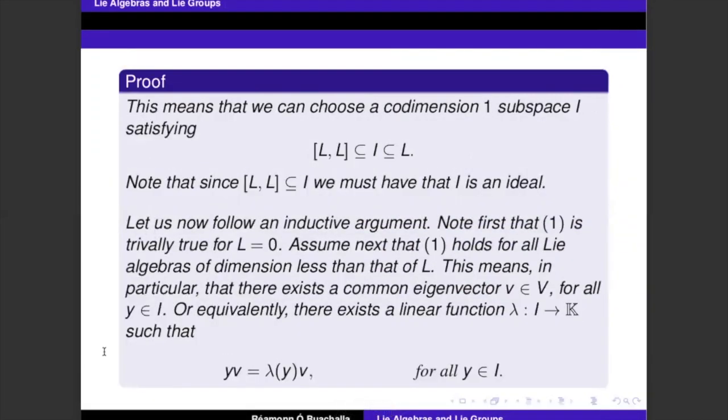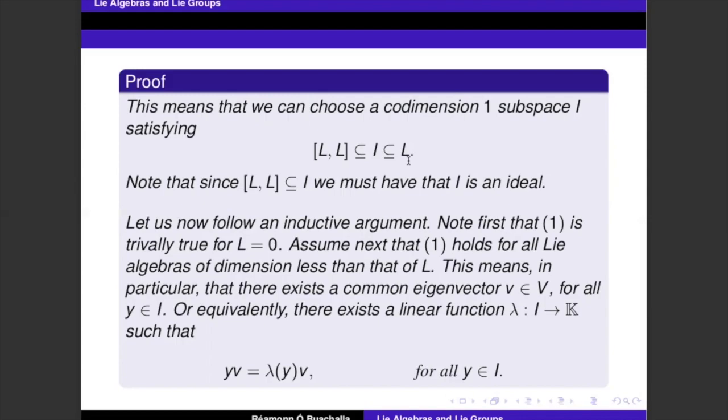Okay, good. So now this means that we can choose a codimension 1 subspace I. Okay, we can choose something. So this ideal here, the bracket of L and L, is strictly contained inside L. So there's space between the two of these. Why don't we just work with this? Why are we going to the trouble of looking at this new space? Well, we're worried about the codimension 1. We don't know that the dimension of this is 1 less than the dimension of L. If it is 1 less than the dimension of L, then just let I equal the bracket of L and L.